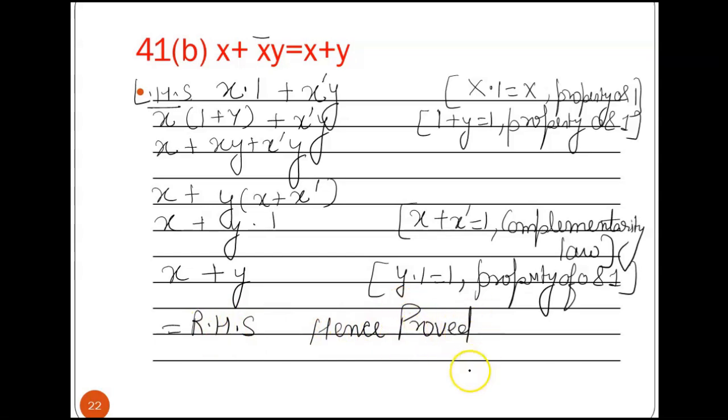So well, it's taking less time, but you have to be clear. Algebraic method is good only, but for algebraic method, you have to be clear with all the laws. That's the main thing, okay? They will cut marks if you do not mention the property properly on the right hand side. So it's compulsory for you to give it, okay?